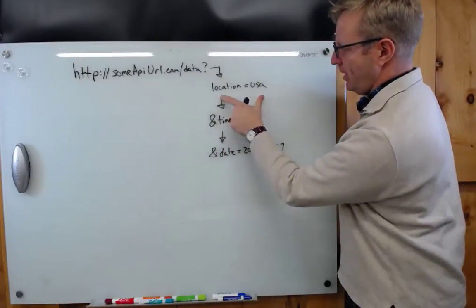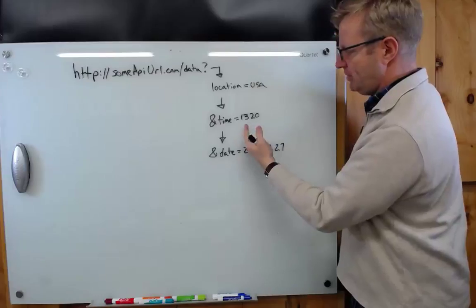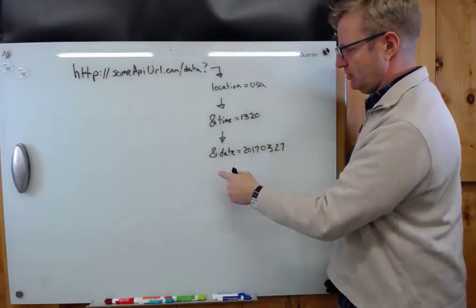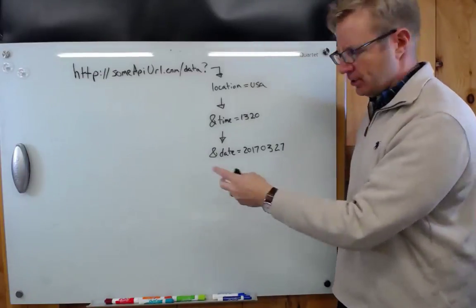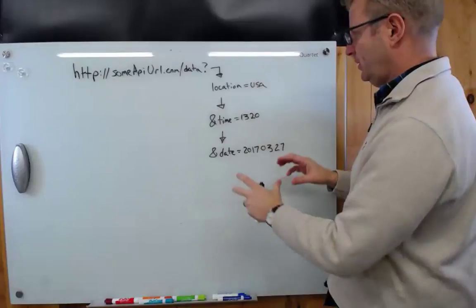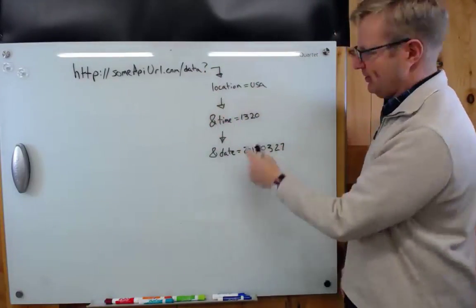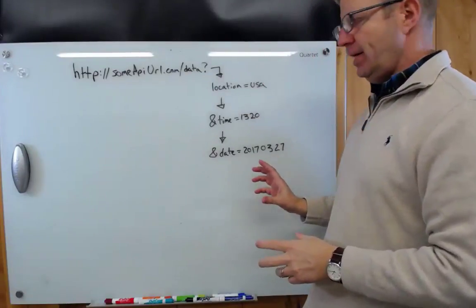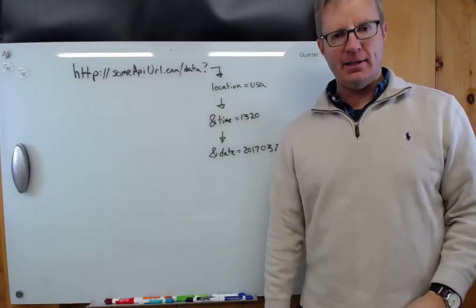So we might say our location is the USA, our time is 1:20 in the afternoon universal time, and our date is March 27th, 2017. We piece that all together. It wouldn't be vertical, obviously, it would just be one long URL, and then we hit return, and we'd get some sort of JSON data back.